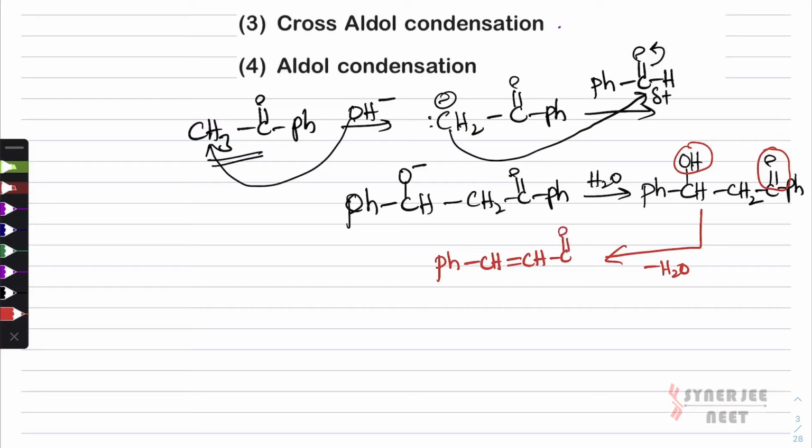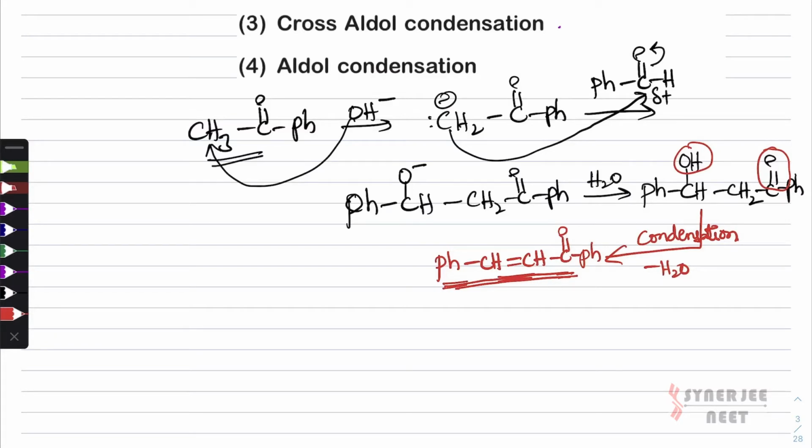See, this double bond is not only in conjugation with the C double bond O, it is also in conjugation with the benzene ring. Therefore, this double bond is highly stabilized because of this resonance. That's why, without any heat, the molecule automatically condenses. So this is the final product.